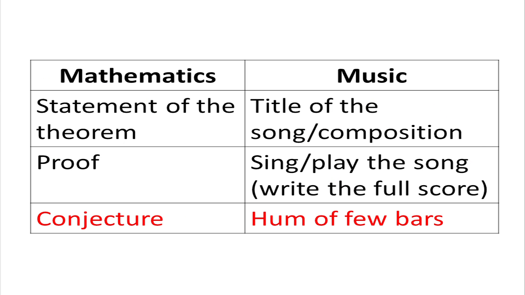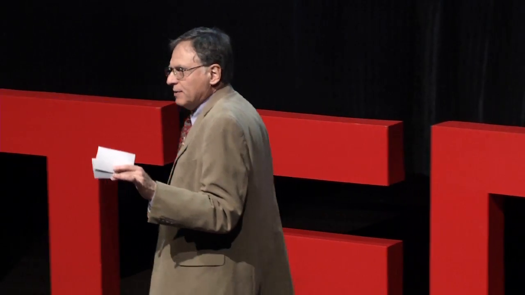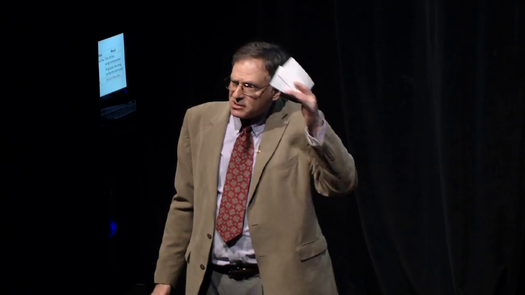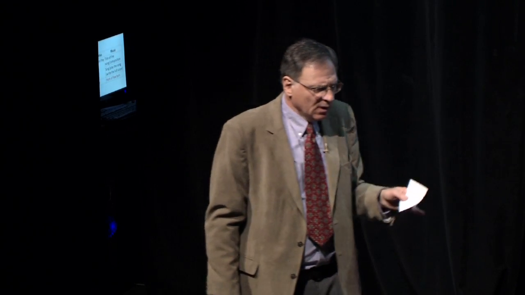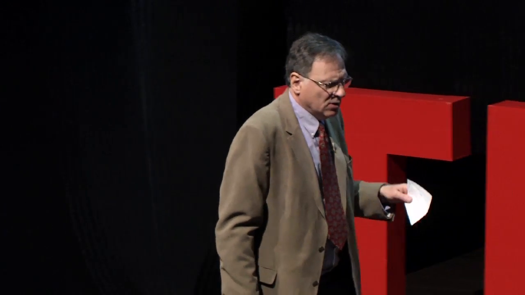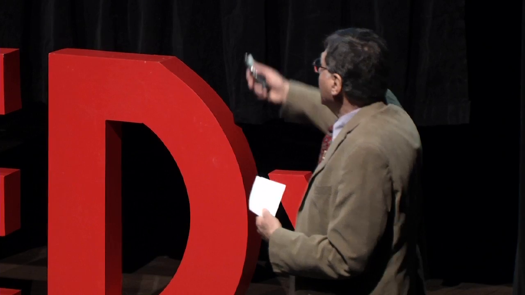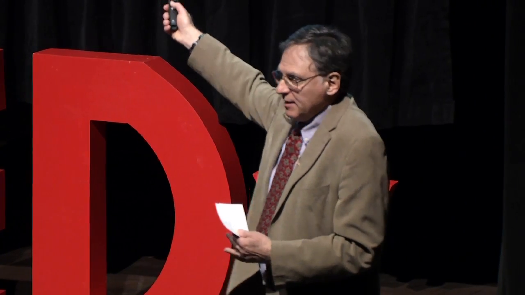All right, back to the table, we now have 3 ideas again: theorem, proof, conjecture, corresponding to title, playing the full score and humming a few bars. I want to talk more about conjecture now, because that's actually the more creative side of mathematics. Remember, conjecture is an inkling, a guess as to what's going on. To talk about conjecture, you need to have something to be thinking about. And so in a moment, I'll show you what I want to spend some time thinking about.